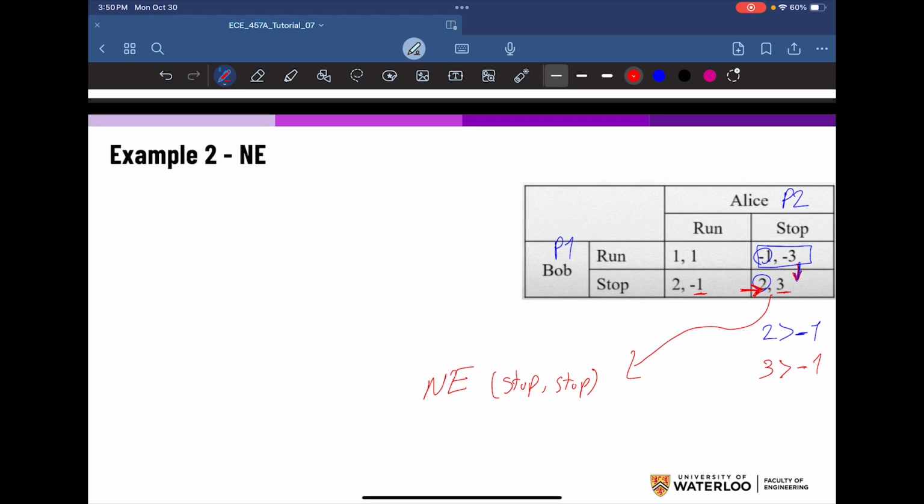But what about this one? What about moving from the run stop to stop run? Can we do that? Actually, yes, we can do that because we're changing our decision from -3 from stop to run, which is -3 to 1. And can we move from 1 1 to 2 -1? Yes, we can do that because we're changing the decision with respect to Bob from 1 to 2. So we can do that. And we can see that all the arrows end up in the 2 3 cell. Stop, which is the Nash equilibrium for this example.